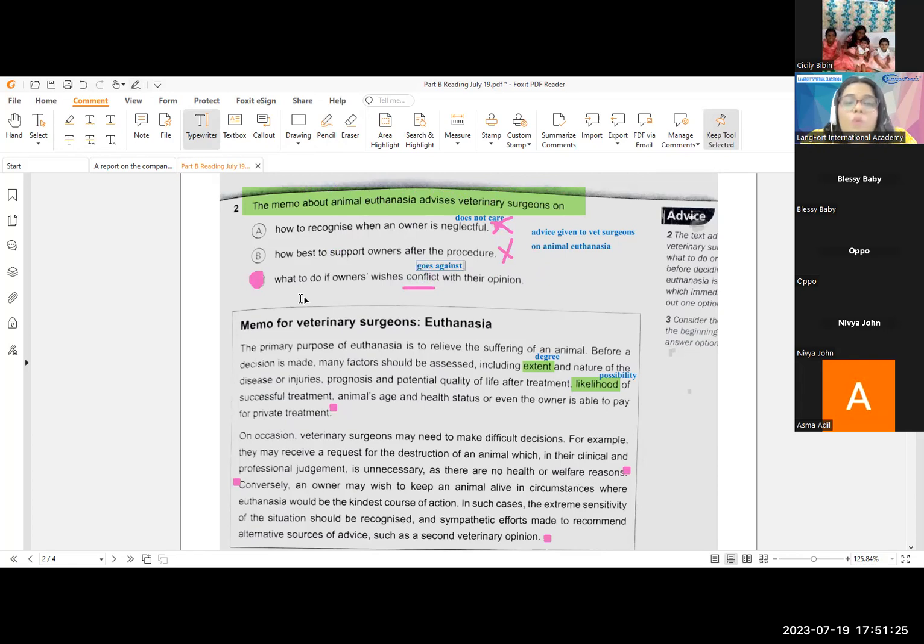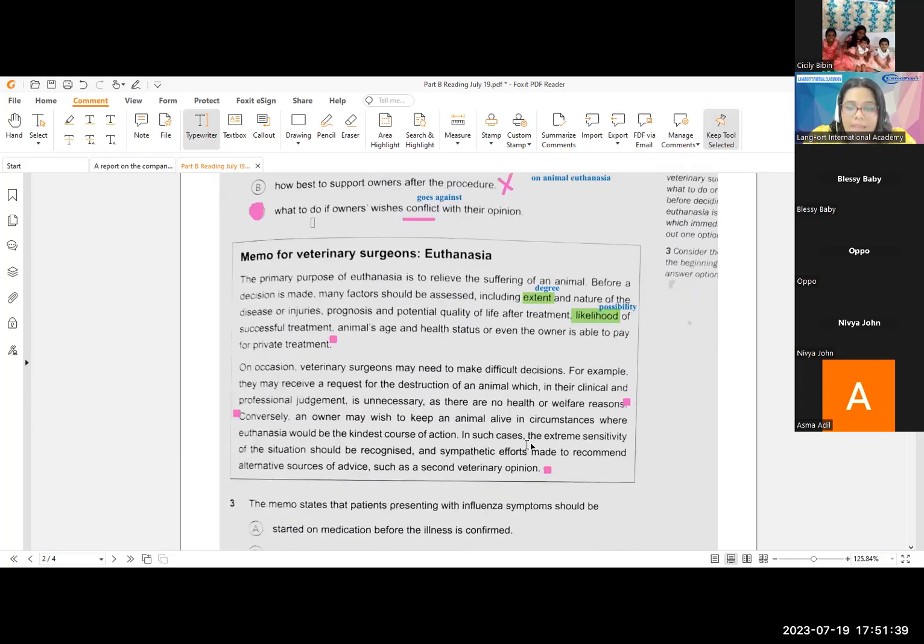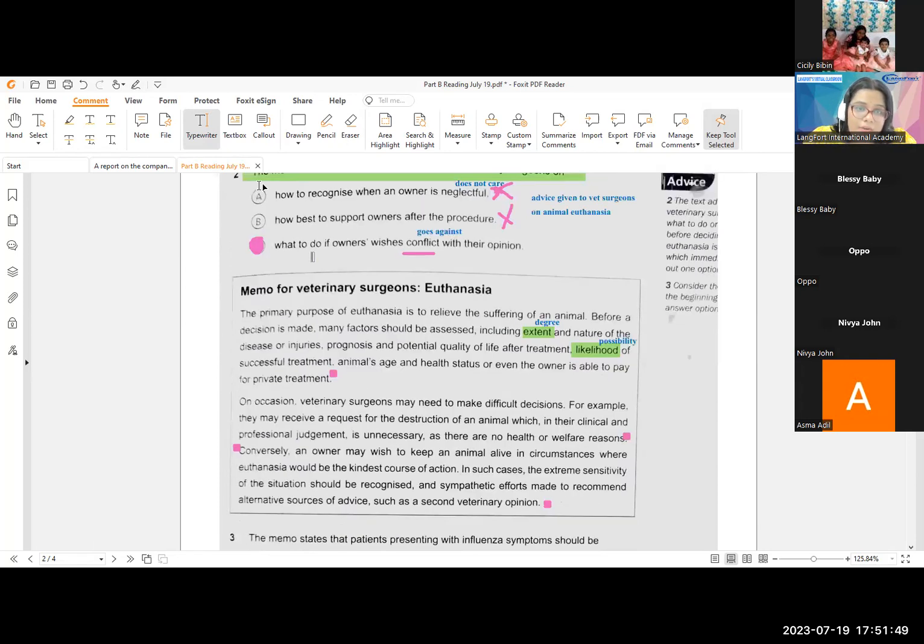Okay, so what to do? The memo gives advice to veterinary surgeons on what they should do if the wishes of the owner go against the surgeon's opinion, right? The last sentence is right. Extreme sensitivity, sympathetic efforts made to recommend alternative source of advice, such as going for a second veterinary opinion. So that sentence makes C your answer.